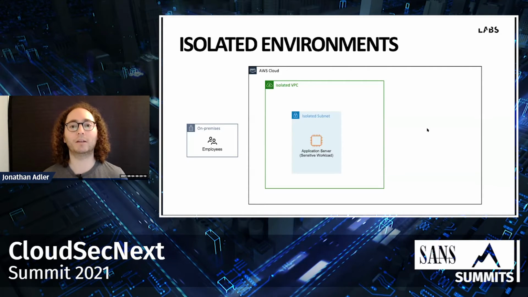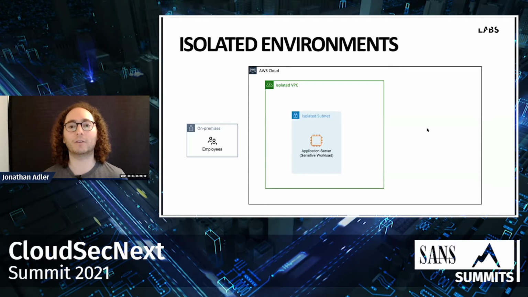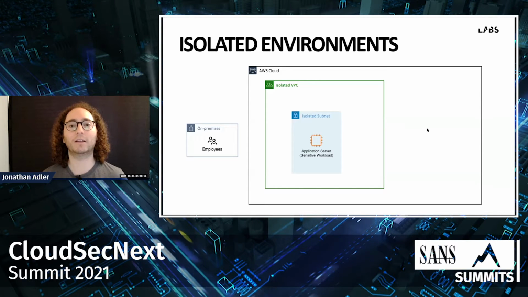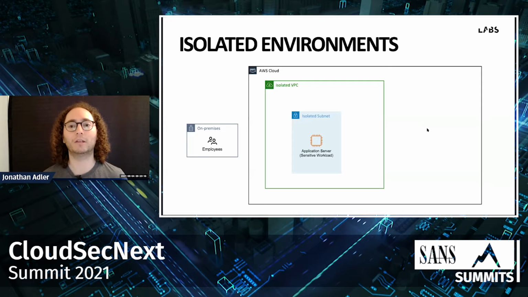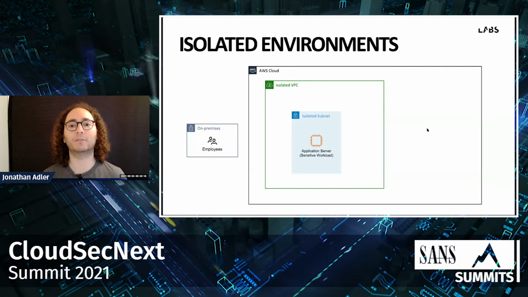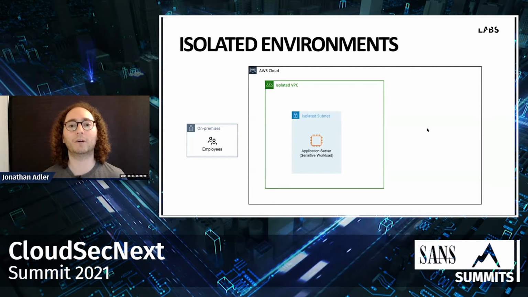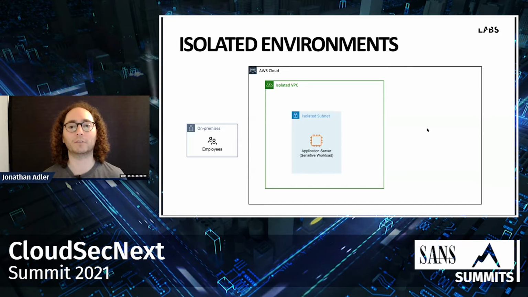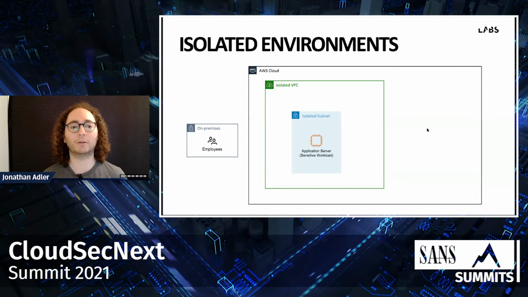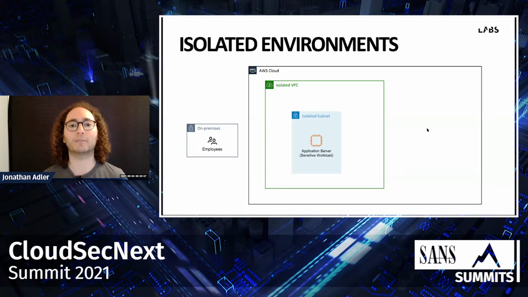And then we deploy some EC2 instance or other resources that are running a sensitive workload. So in this case, it's going to be an internal banking application used by employees on the on-premises network. But our employees obviously want to access this application.